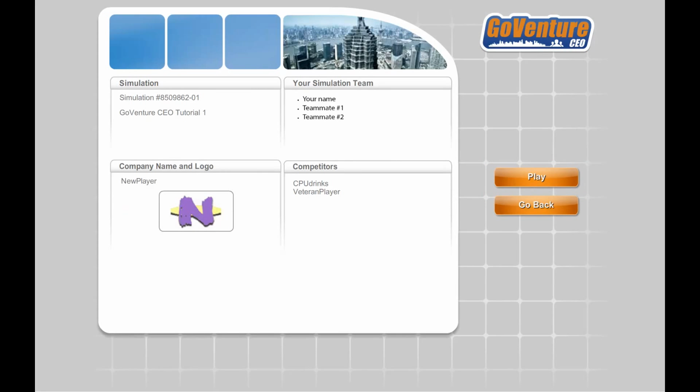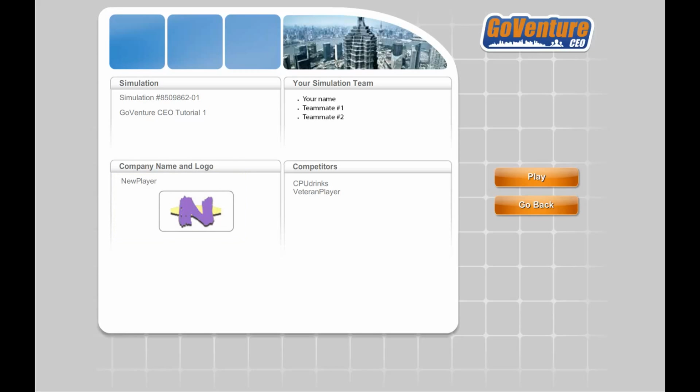This first screen allows you to review the various settings of this particular simulation to make sure you have joined the correct one. You can see the simulation number and the name of the simulation. You can see who is running the business, whether on your own or as a team. If you have teammates, they will appear here once they have joined the simulation. You can also see that you have to choose a company name and logo.